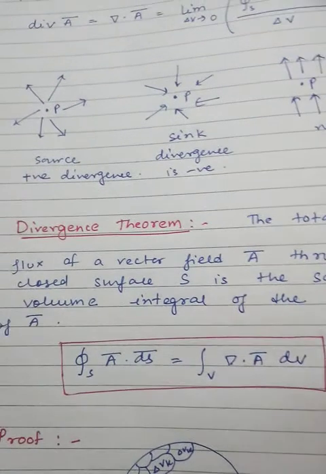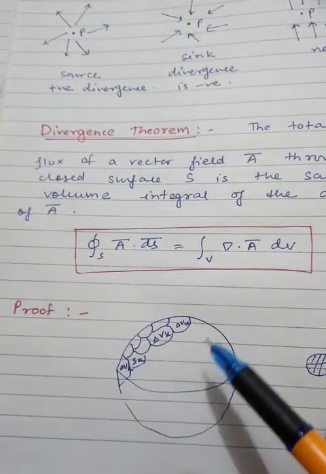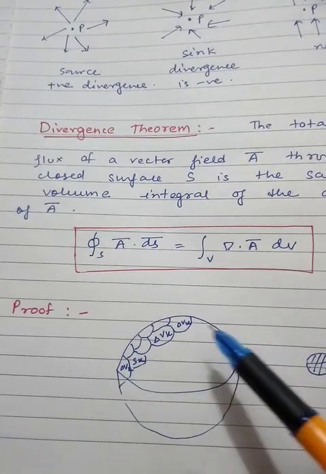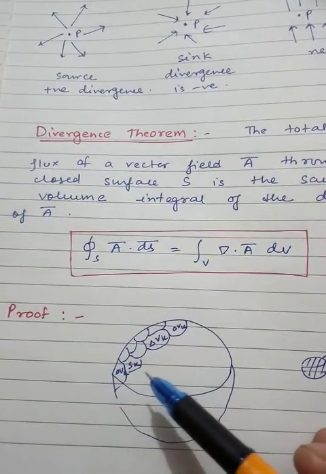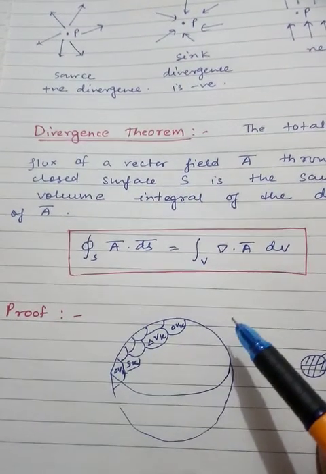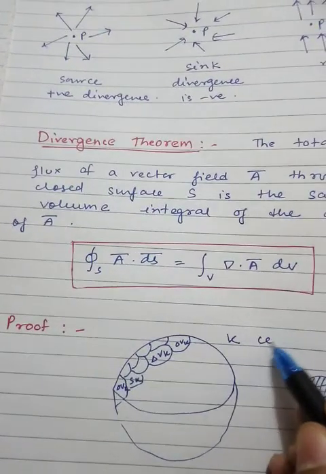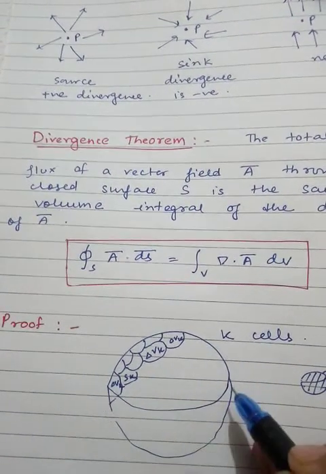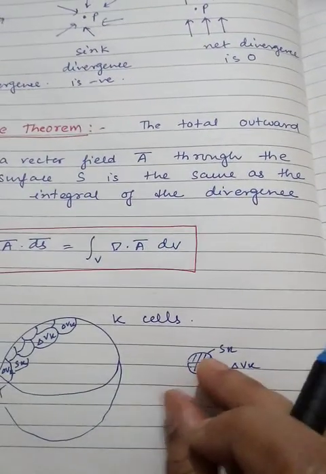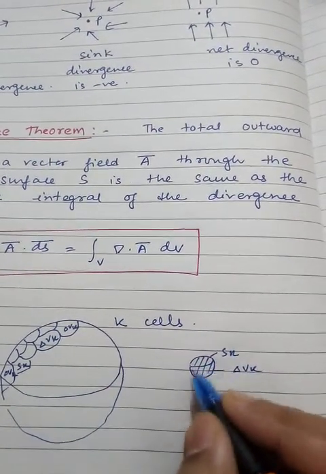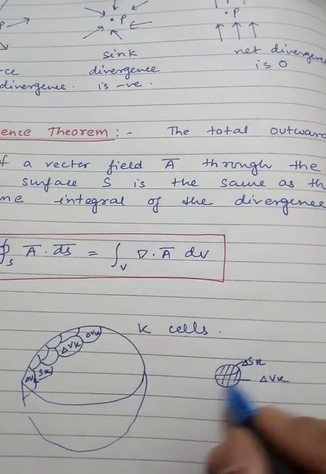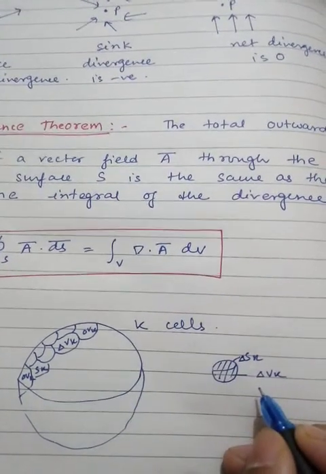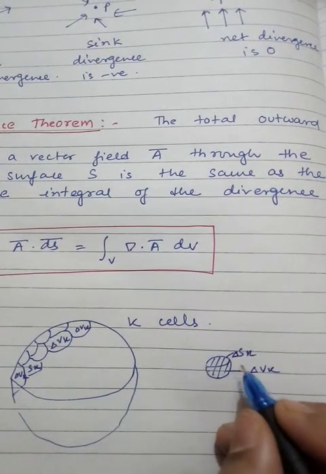For proving this theorem, what I will do, I will consider a surface. This is a surface, means this is a surface enclosing a volume. Consider this is a volume. Now I have divided this volume into k number of cells. So each volume is del vk. This is one part of this whole thing. And the surface is del sk. Total surface is S, total volume is V. I have divided into small k cells, so each cell is del vk, and the surface is del sk.